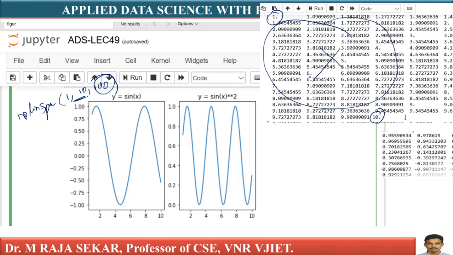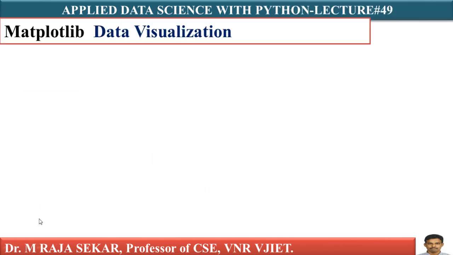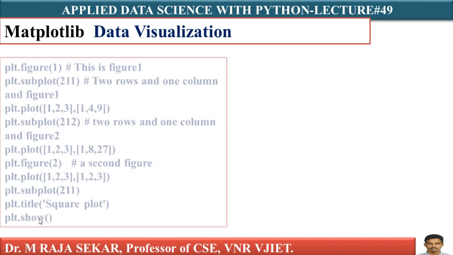If you want to estimate y, this is my y: y equals np.sin(x). That's what we discussed. I will have 100 y values. With x comma y, how many points will there be? There are 100 points, isn't it? Now let me continue my discussion.